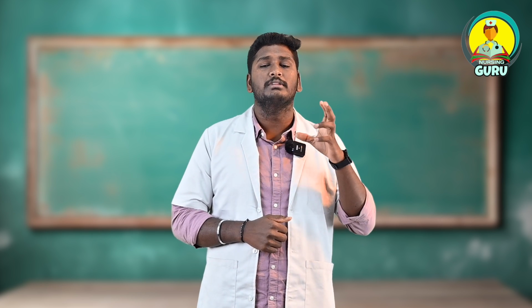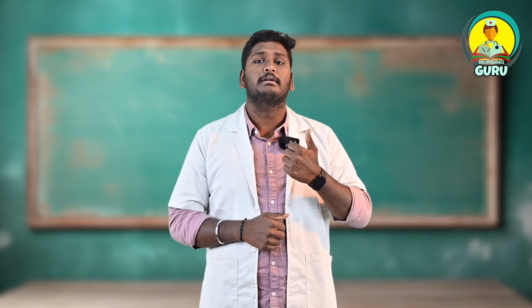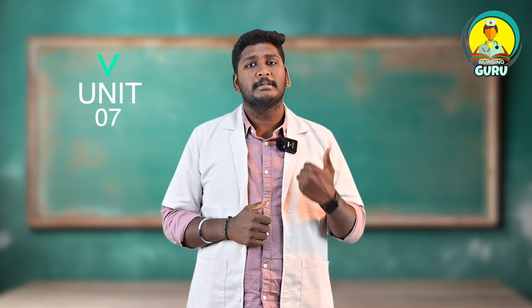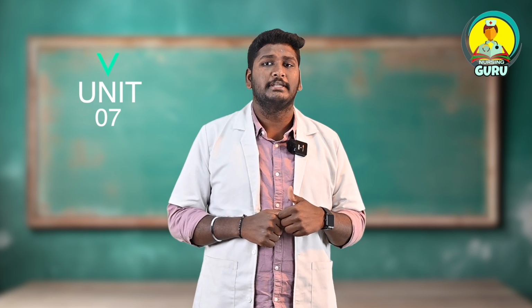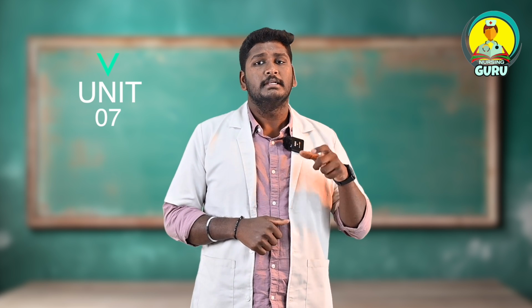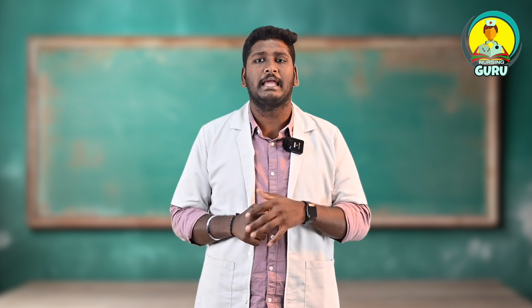So this is all about unit number 6 that comes in community health nursing for second year post basic BSc nursing. Now let's discuss unit number 7, which is the last unit in community health nursing for second year post basic BSc nursing. In this last unit, the topic is biostatistics and vital statistics. It's all about statistics.